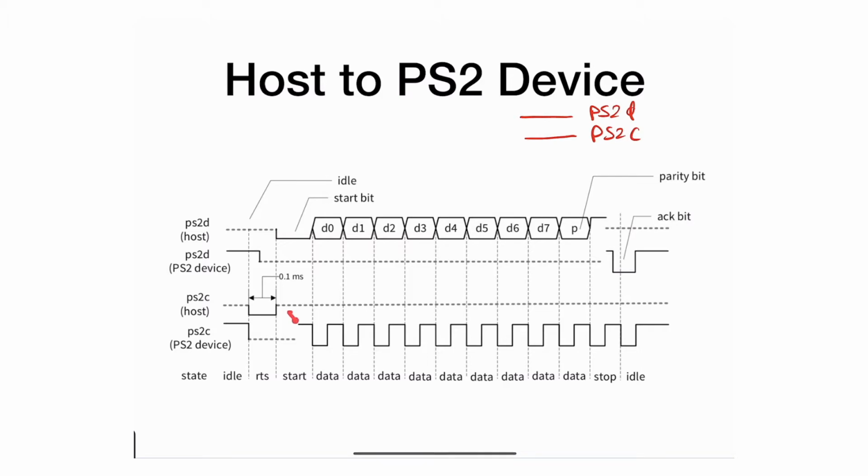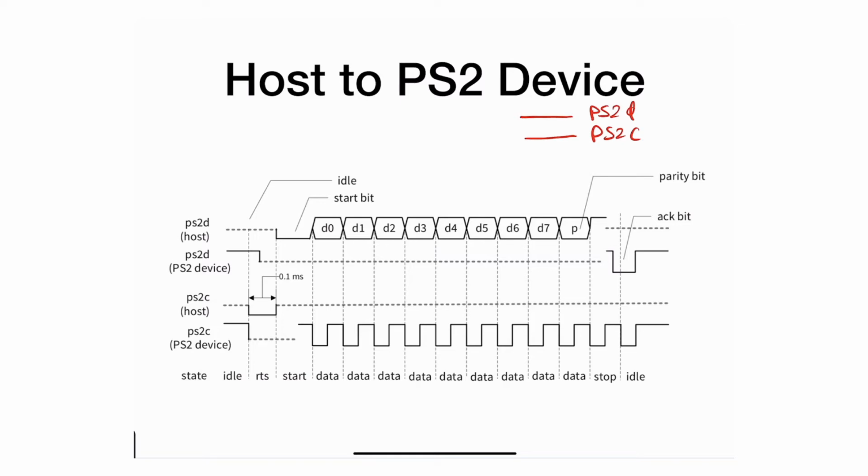So the clock actually comes back and just says, okay, I'm going to generate the clock. And from then on, it just generates the clock all the time. Then the host says, okay, here's my D0, here's D1, all the way to D7. So it sends that one byte that it wants. And it also sends a parity bit that it computes so that the device can figure out if it received the data correctly or not.